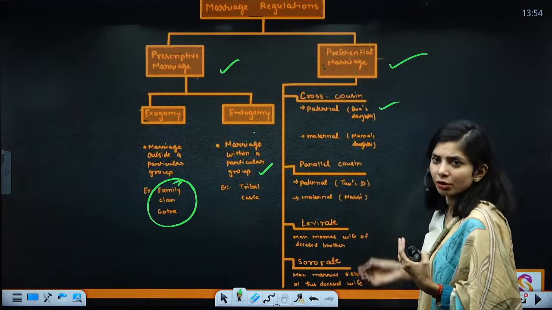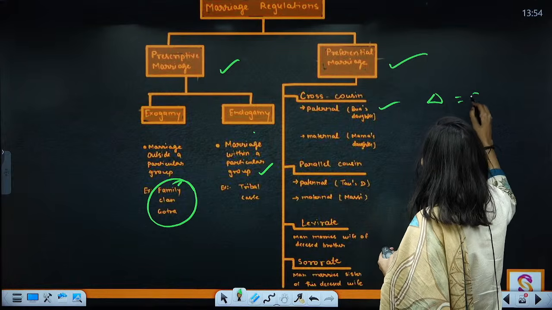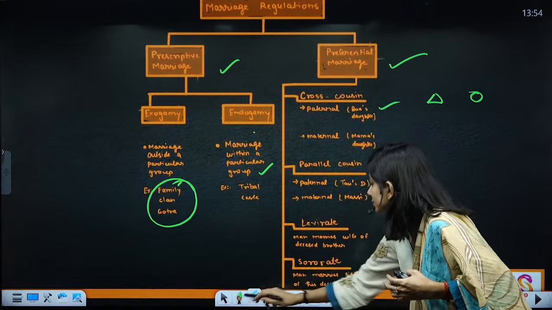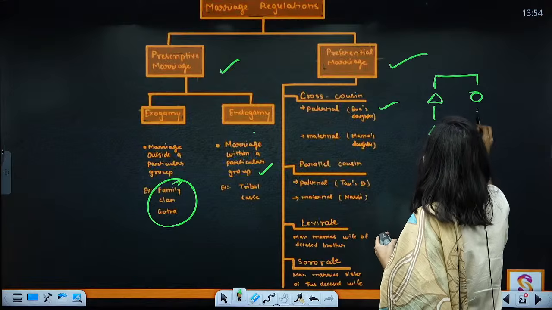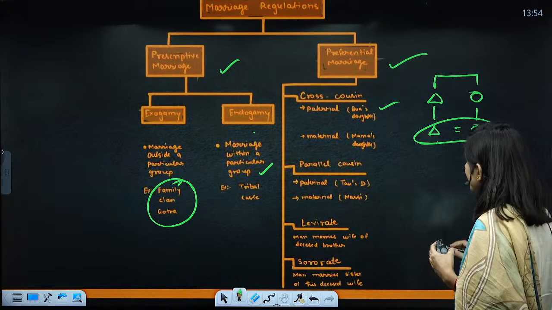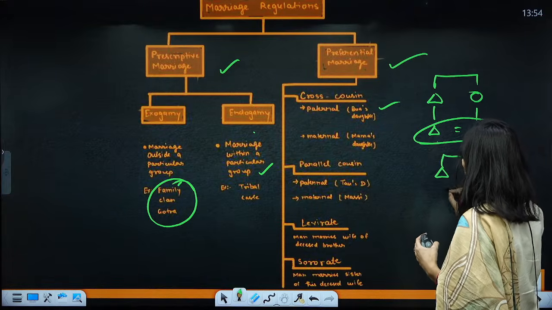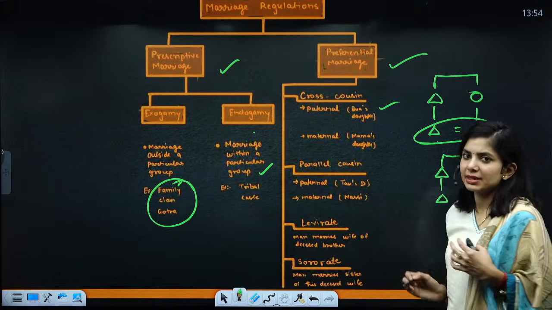Cross cousin: you know very well that when the gender of the parents is not similar, I mean if they are brother and sister, and their children get married, this is called cross cousin marriage. And when the gender is the same, they are siblings and their children get married, then it is called parallel cousin marriage.